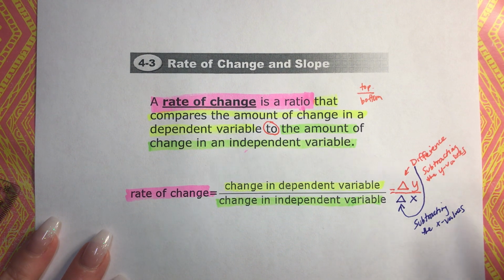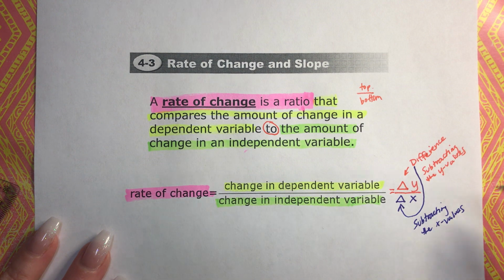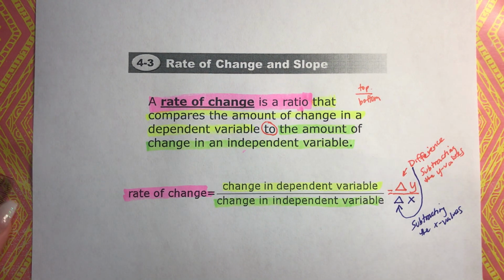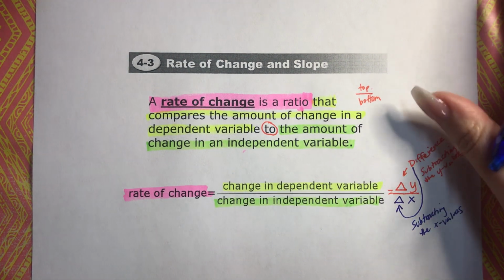So it's a ratio where you subtract the y values, and that's on top, over you subtract the x values, and that's on the bottom. That's what a rate of change is. It's trying to figure out the rate at which things change.